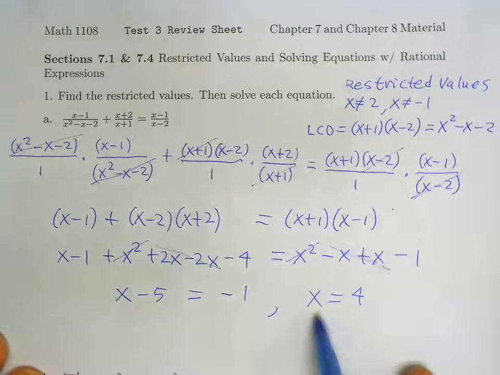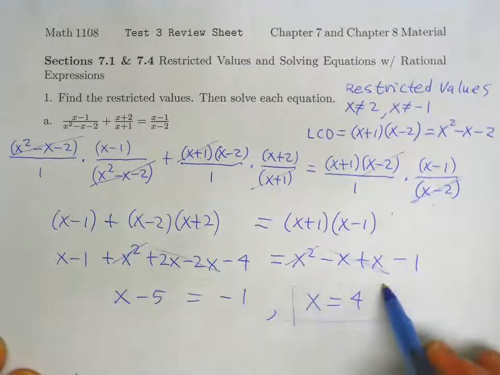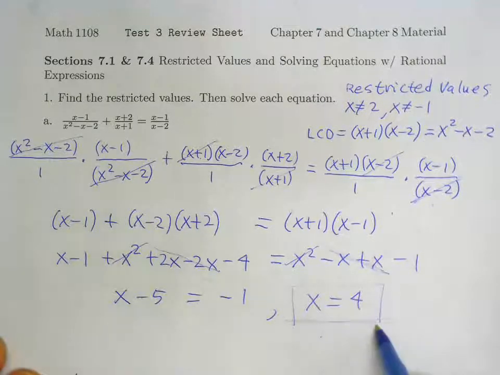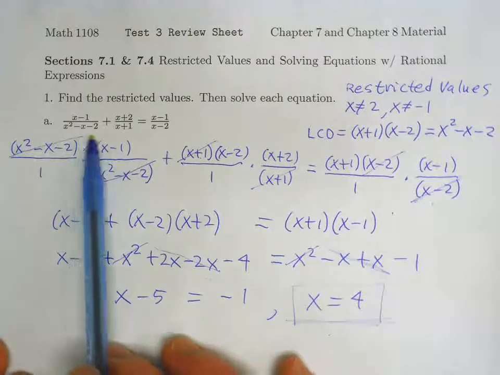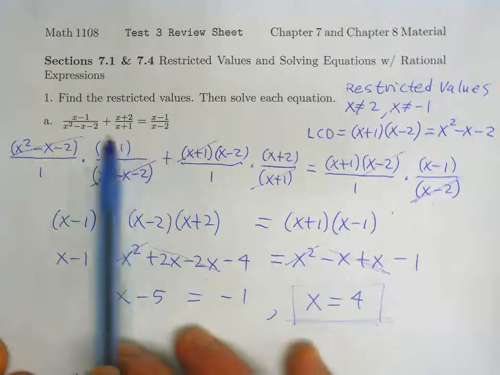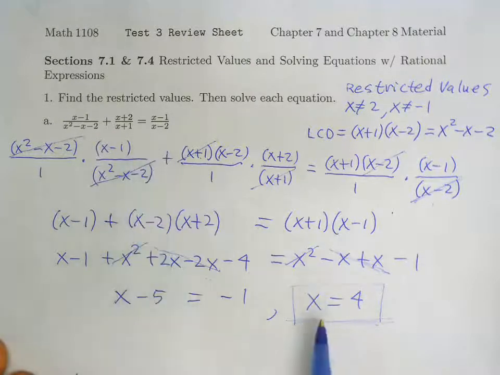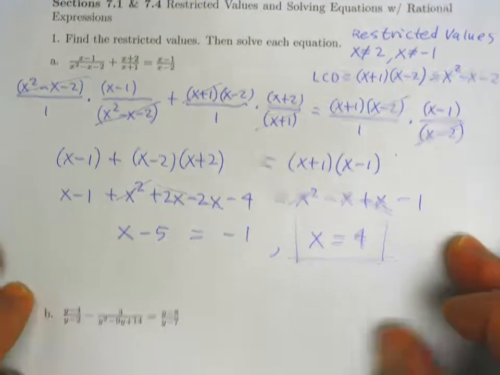4 is not a restricted value. And so 4 is the solution. If you want to double check, you can replace every x in the original equation with 4 and verify that you'll get a true result if you do so. But we won't do that here. We'll just move on to the next example.